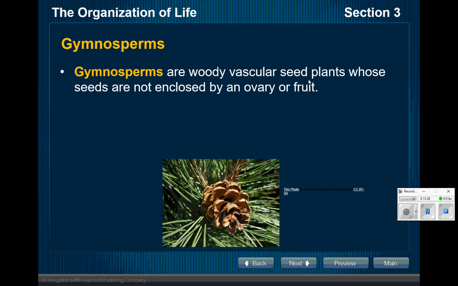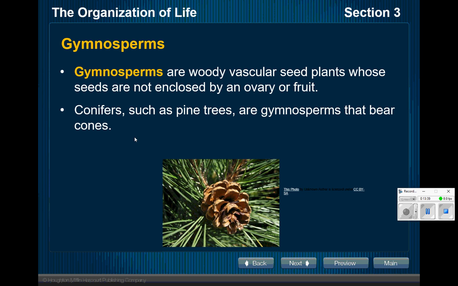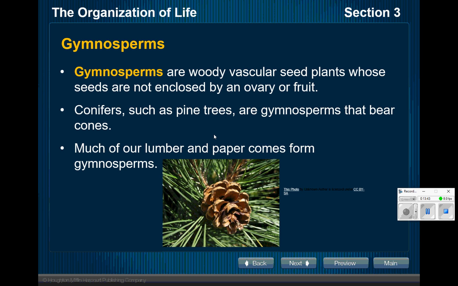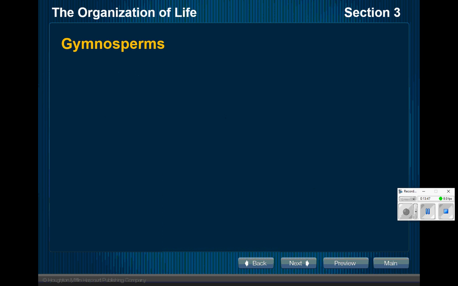Gymnosperms are woody vascular seed plants whose seeds are not enclosed by an ovary or fruit, so they're more in these cones. They're cone bearing. We call them gymnosperms, which stands for naked seed. So if you open this, you could see the seeds inside the ridges of this cone here, such as in pine trees or other conifers. Much of our lumber and paper comes from this group.